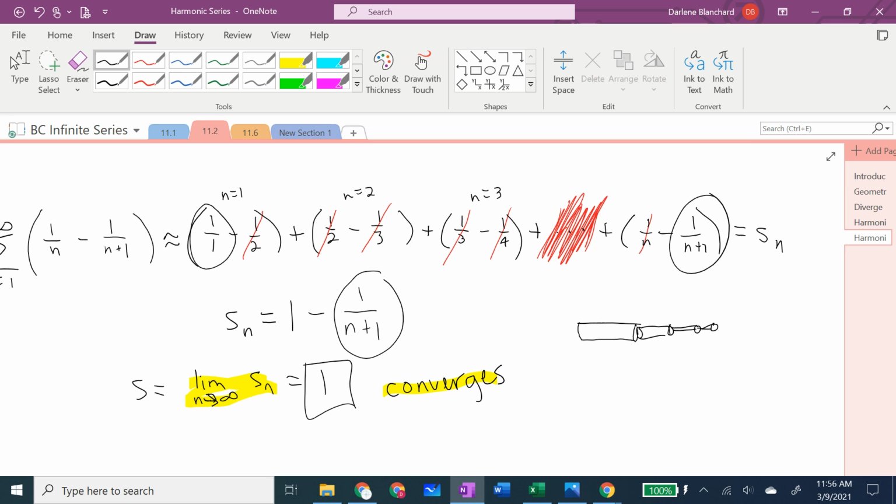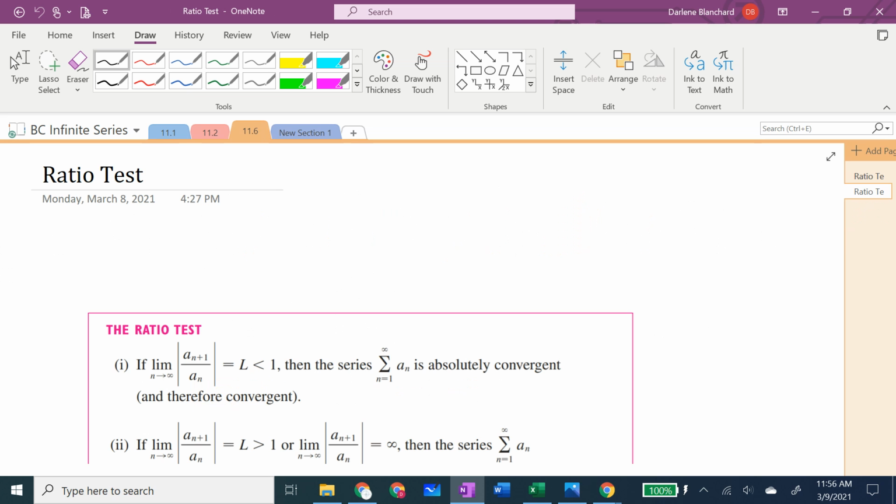Now we move on to, I'm going to skip over to section 11.6 with the ratio test, because the ratio test is the most used test of any of them. You are ready to learn it at this point. You're ready to learn it as soon as you learn about a geometric series and the convergence and divergence of a geometric series.